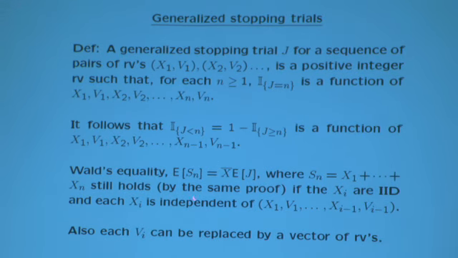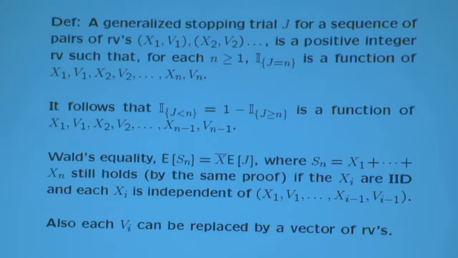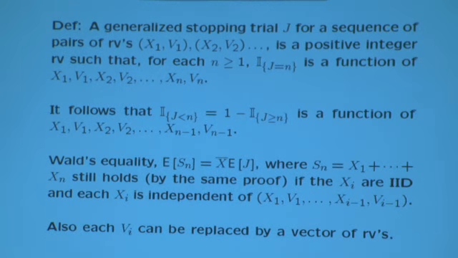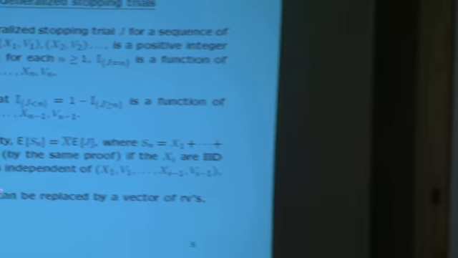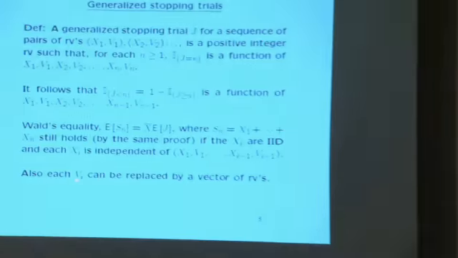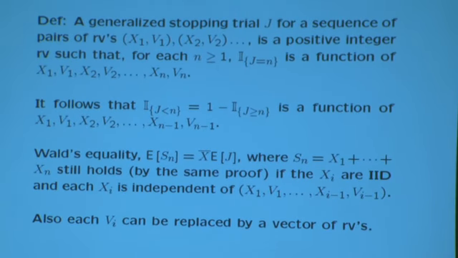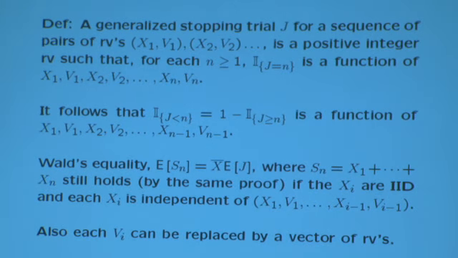Wald's equality then says that the expected value of S sub J is equal to x bar times the expected value of J, where S sub n is the sum of the x's. And Wald's equality holds by exactly the same proof as before. There's nothing new. You just look at the proof and you say, okay, all these v's are involved there also. You can replace each v_i in this definition with a whole vector of random variables, so you can make this as general as you want to make it.